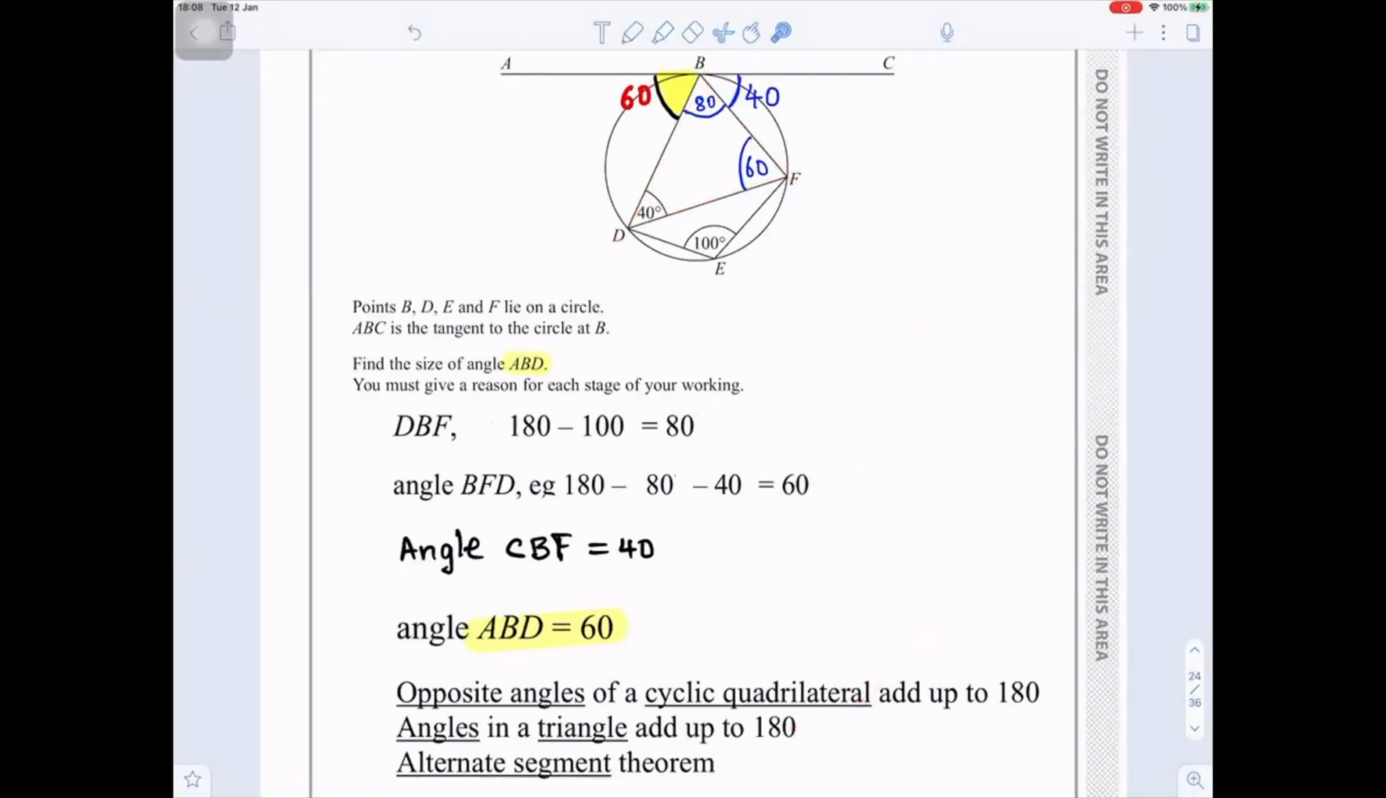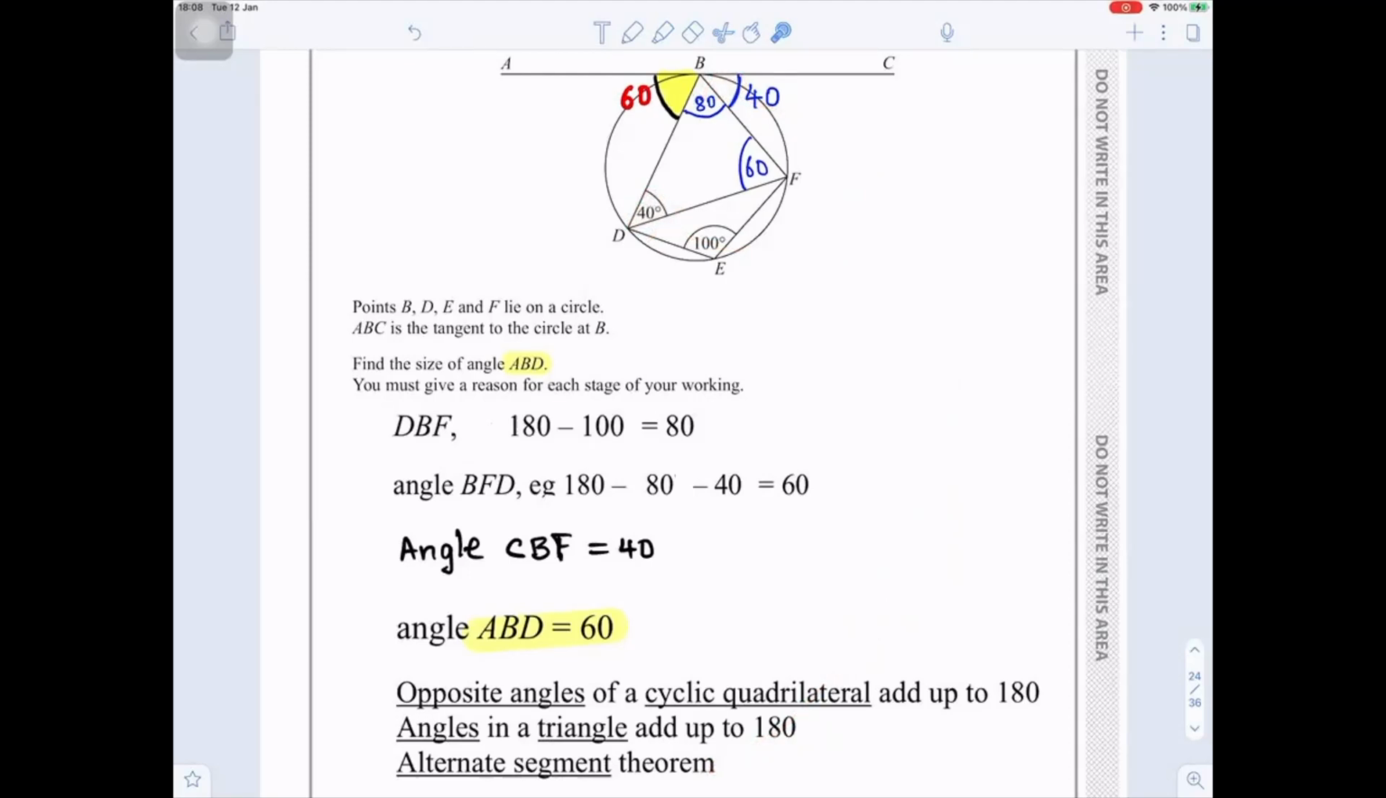Angle CBF. CBF is 40 degrees, this angle is 40. And the reason is the alternate segment theorem. So this one is 40, and this one is also 40. We're using the alternate segment theorem.